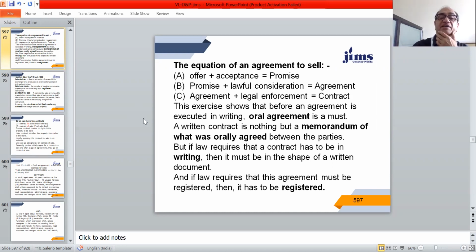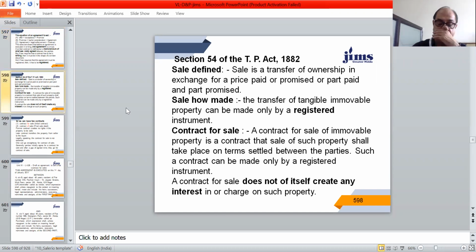And this exercise, my dear students, again shows that before an agreement is executed in writing, an oral agreement is a must. A written contract is nothing but a memorandum of what was orally agreed between the parties. But if law requires that a contract has to be in writing, then it must be in the shape of a written document. And if the law requires that this agreement should be registered, then it has to be registered also. According to section 54 of the TP Act, what is sale?